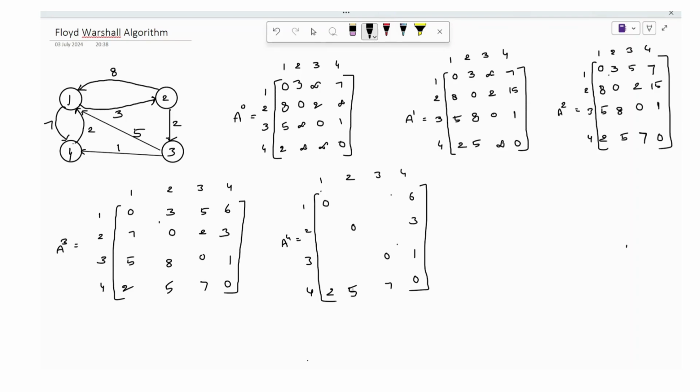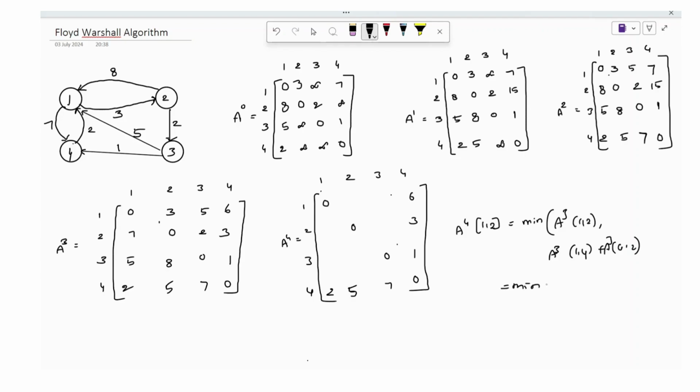Next we have to calculate for the remaining values. So I want to calculate A4 of 1 comma 2, which will be minimum of A3 of 1 comma 2, comma A3 of 1 comma 4 plus A3 of 4 comma 2.